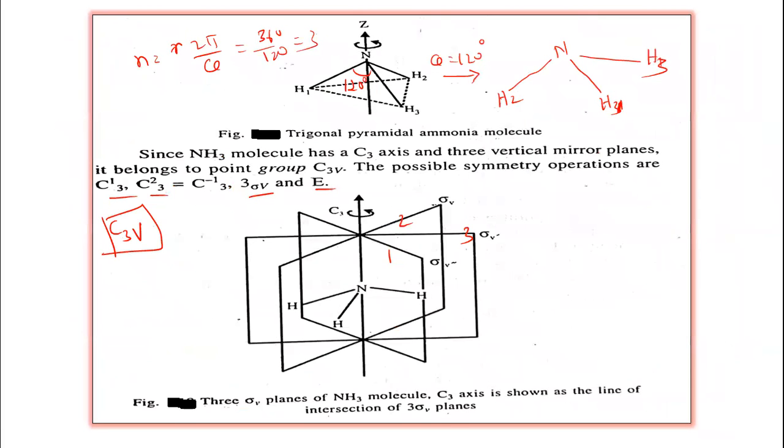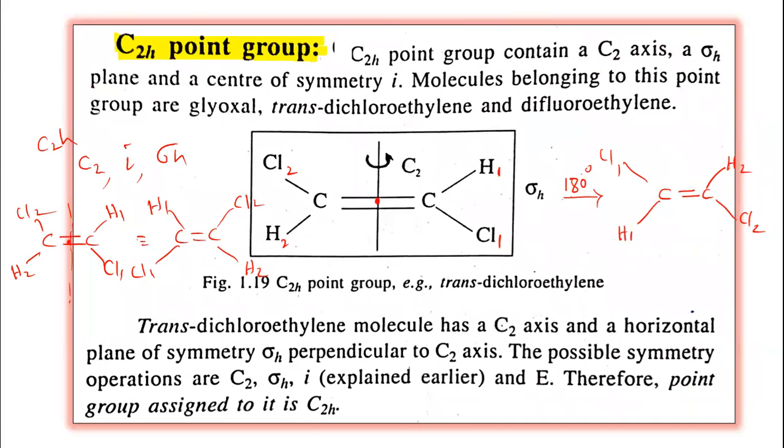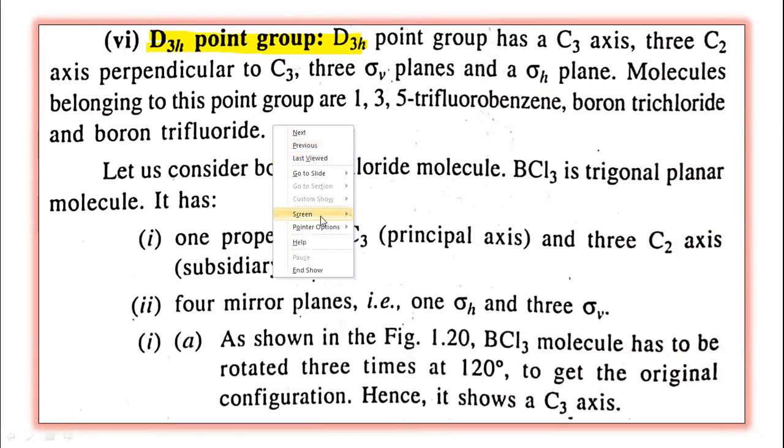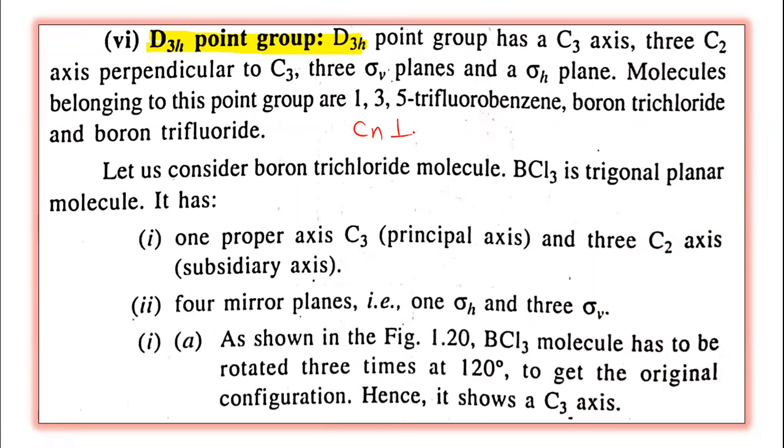Okay. So let us discuss the next type of point group, that is the D type of point group. When the molecule has a Cn axis of symmetry and n C2 axes perpendicular to it, then it has the Dn type of point group.